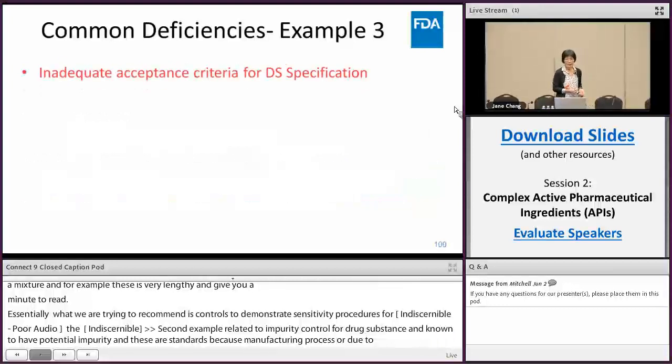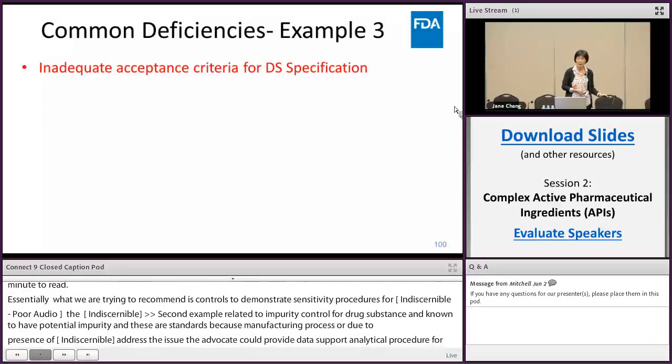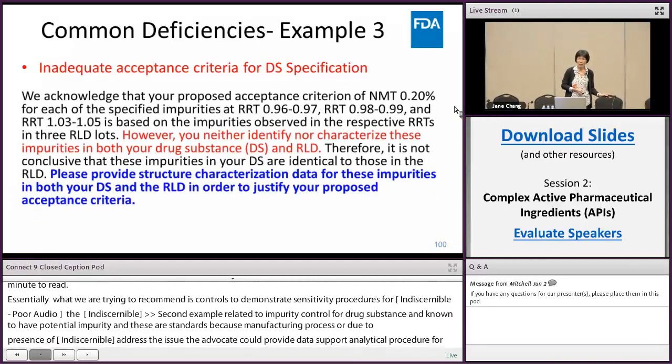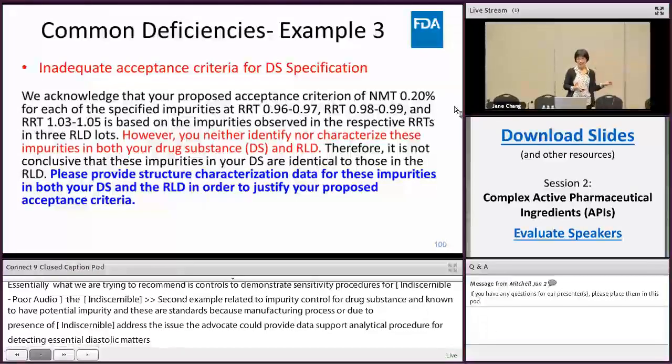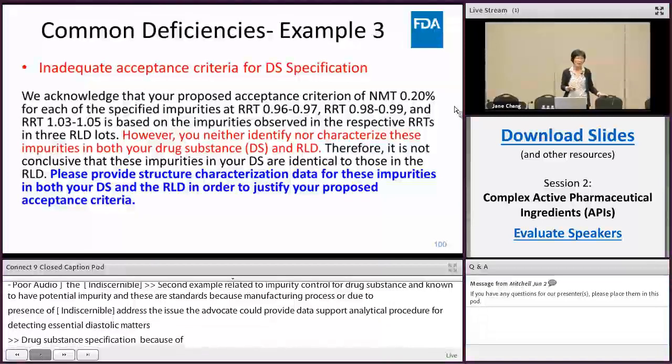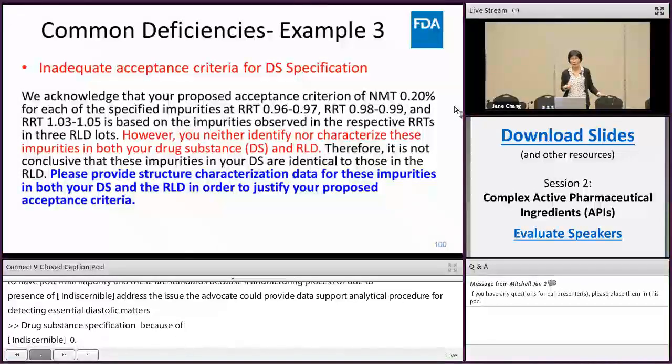The third example is related to inadequate acceptance criteria for drug substance specification. I'm going to run through this quickly. In this particular case, the applicant proposed a limit of not more than 0.2% for the 3 specified impurities based on HPLC retention time comparison between the generic drug substance and the RLD drug substance. However, just because the HPLC retention times are the same as the RLD, it doesn't mean that these impurities are indeed the same as the RLD.